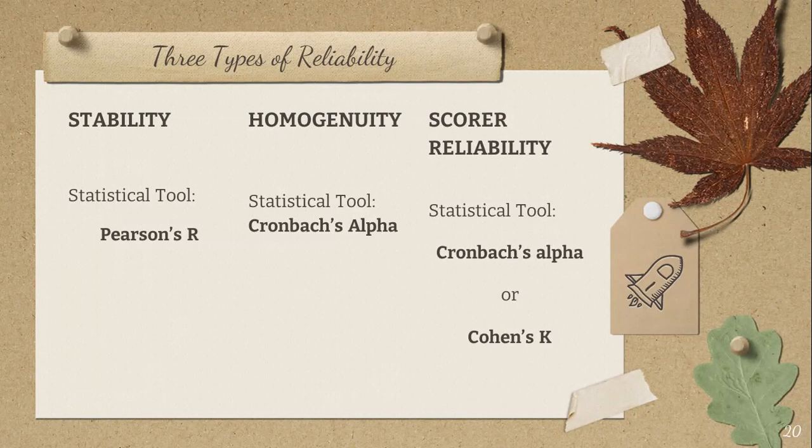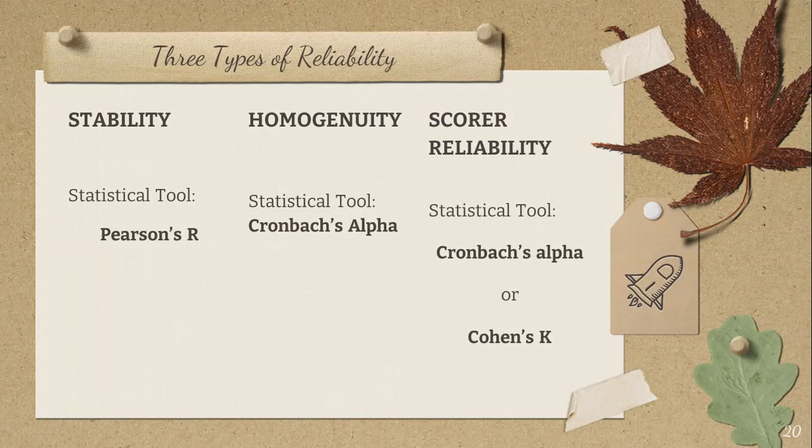Next one, we have homogeneity. This type of evidence is also called internal consistency. A research instrument has internal consistency if the different items in the test are measuring the same construct. The statistical tool used is the Cronbach's alpha.